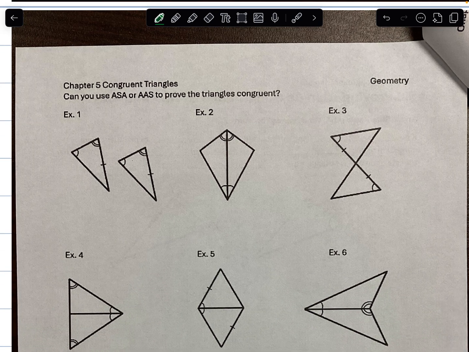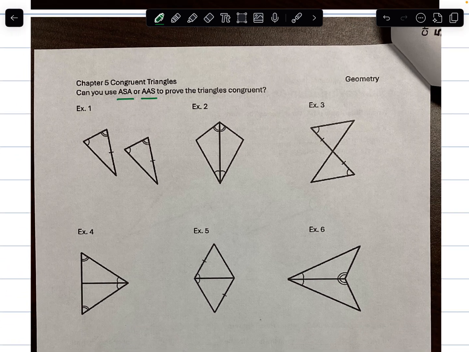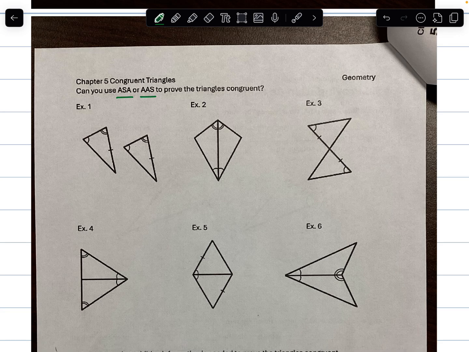Now, today's asks us specifically for what two proofs of congruence. ASA, so even though it could be what we talked about yesterday, we're not asked for that on this. We're only looking for angle, side, angle, or angle, angle, side. Now, before we start, just like we did yesterday, what things did we have to mark first? Yes. So don't forget to mark shared side and vertical angles.